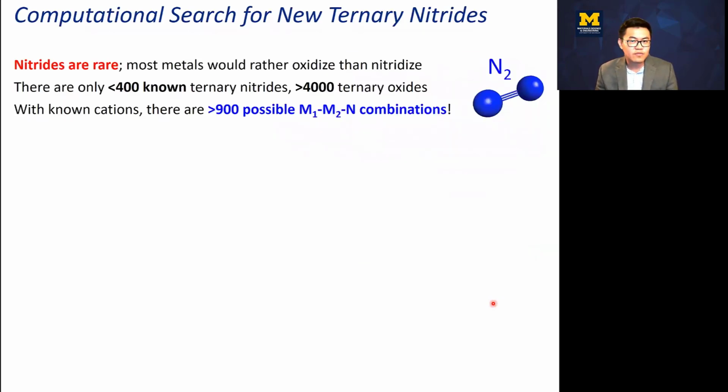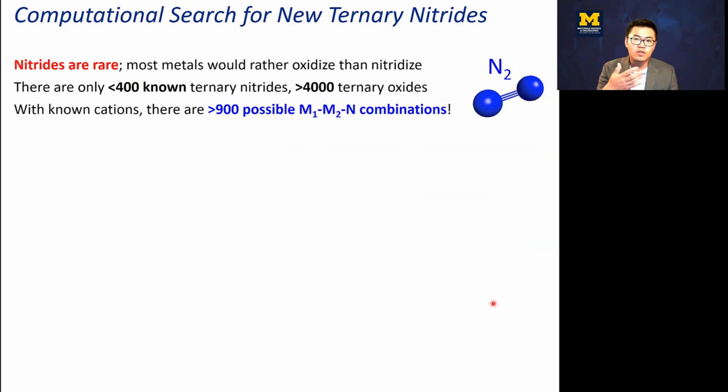So the reason why we were searching for nitrides is because nitrides are a very rare class of materials. Nitrides are solid-state inorganic materials that have nitrogen as an anion. Now, most metals in nature would rather oxidize than nitridize, right? That means that even though nitrogen is 80% of the atmosphere, because N2 has a triple bond in it, it's not a very reactive anion, right?